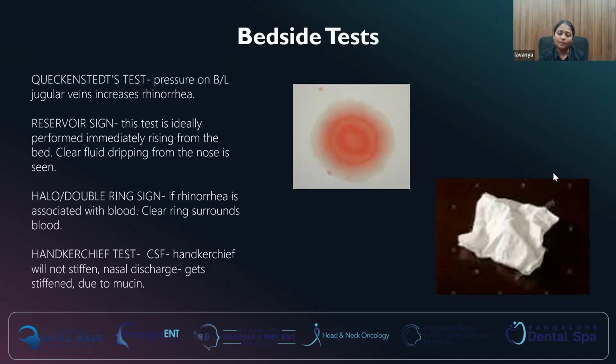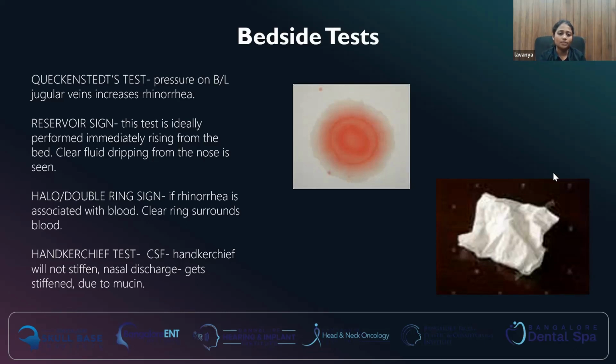The other one is the reservoir test. As soon as the patient who has been lying down for some time gets up from the bed, we ask the patient to bend forward and the fluid is collected onto a paper. Here we see clear fluid dripping from the nose whenever the patient gets up from a lying down position. Whenever they are lying down, the leak gets collected, and when they bend forward and get up, this leak is pushed out and we can see it. So this is known as the reservoir sign.